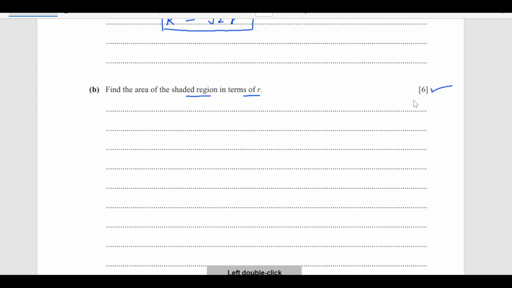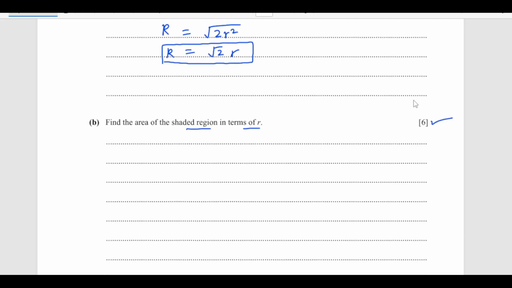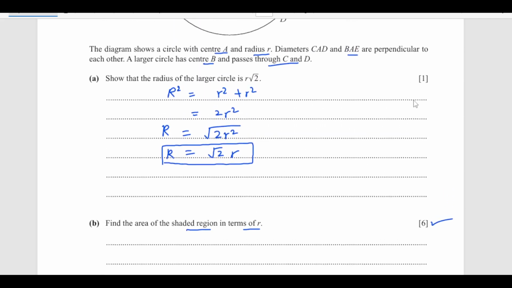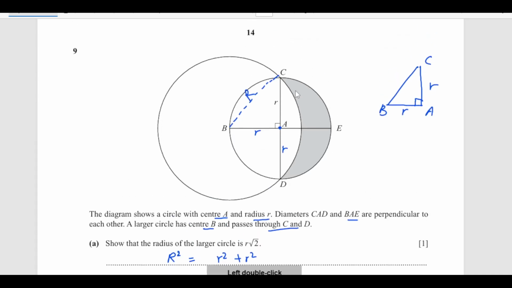So, this question, if you see, is 6 marks. So, it is not going to be that easy. So, there might be some tricks. So, shaded area, you see this shaded area we have here. If we want to find out the shaded area, let me write down here, shaded area is going to be equal to area of the smaller circle, area of small circle, minus area of the segment of the big circle, right.